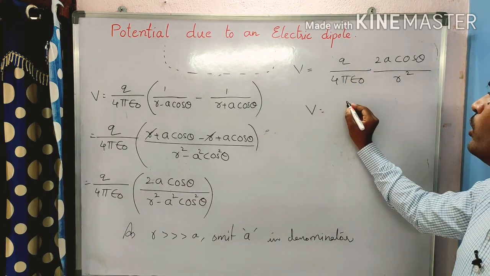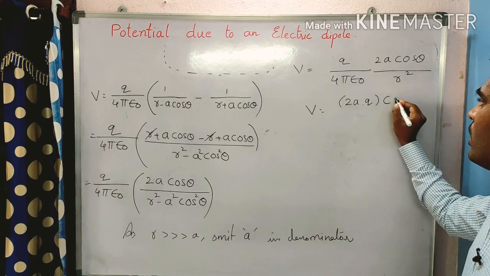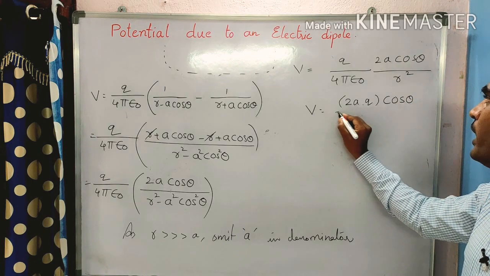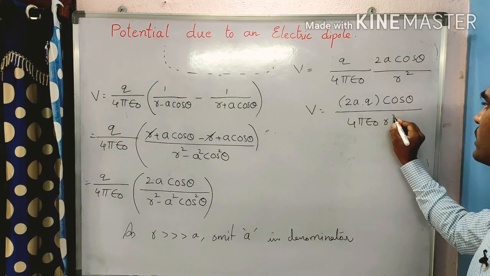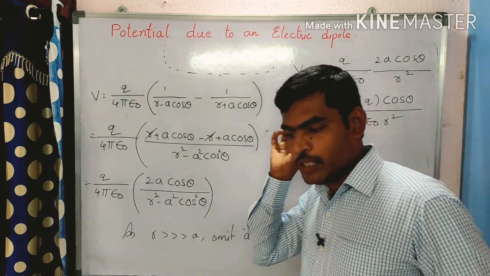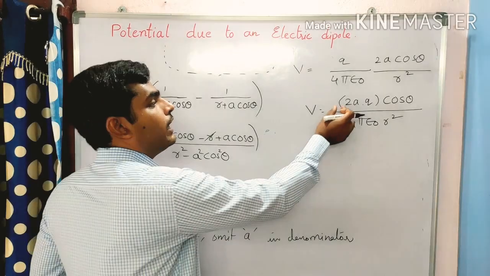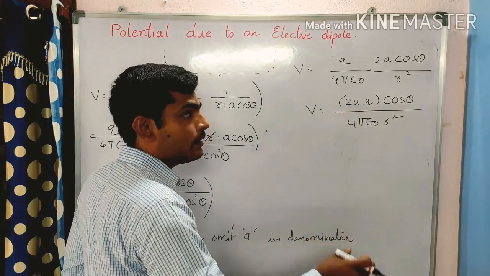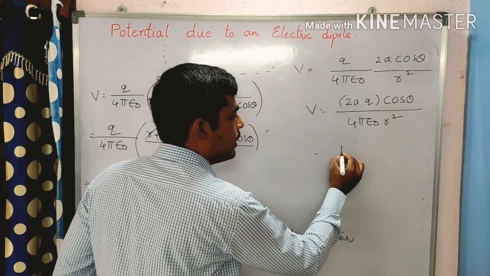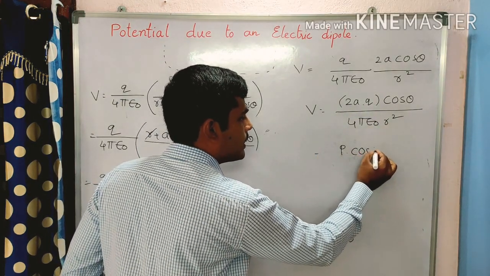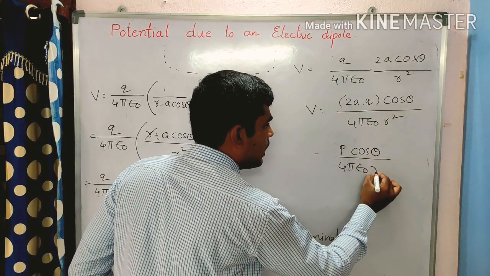Now I will write the 2A Q cos theta by 4 pi epsilon naught R square. Now you can recall one more term here, dipole moment. Dipole moment is the product of the distance between the two charges and a charge. So 2AQ is what, P cos theta by 4 pi epsilon naught R square.